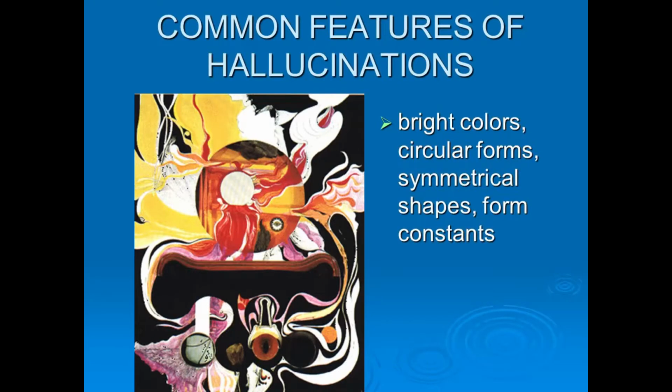Also, in terms of thinking about hallucinations, there are common features that Sacks talks about. So there are bright colors, circular forms, symmetrical shapes, and form constants. I'll talk about form constants a little bit more in a minute. But what's interesting is to think about the ways in which these common features of hallucinations are related to the structure of our visual system, and to the structure of our brain and our neurotransmitters, which we'll talk about in a few minutes.